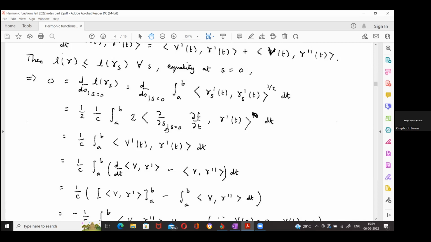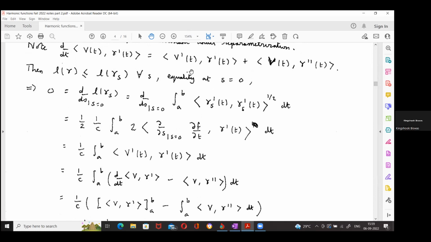Now this I interchange del del s and del del t. So this becomes del del t of del f del s. But del f del s is V, my variation vector field, and I have a del del t outside. So this will become the inner product of V prime of t with gamma prime of t. Now, for this inner product of V prime and gamma prime, I use this formula here. I write this as d/dt of the inner product of V and gamma prime, minus the inner product of V and gamma double prime.